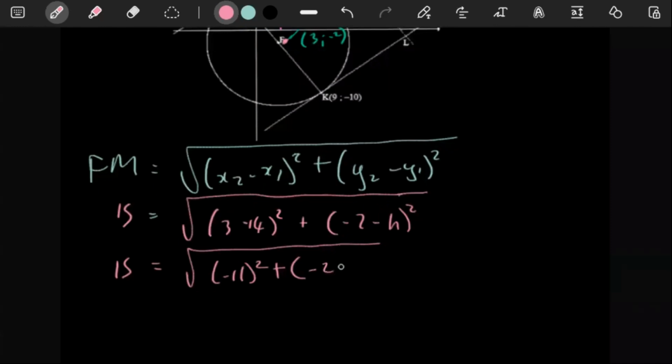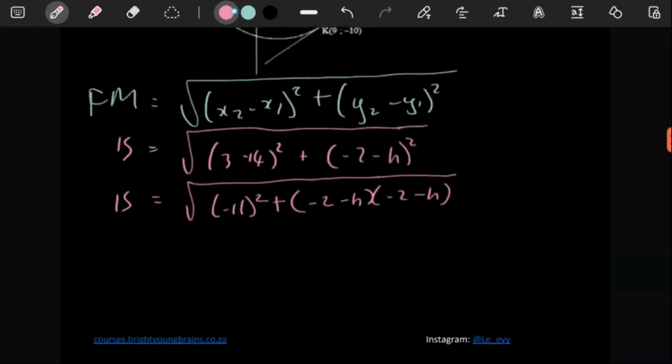You have to expand that one. Square both sides. What is 15 squared? 15 squared is 225. The square and the square root cancel each other. So what is 11 squared? It's 121.